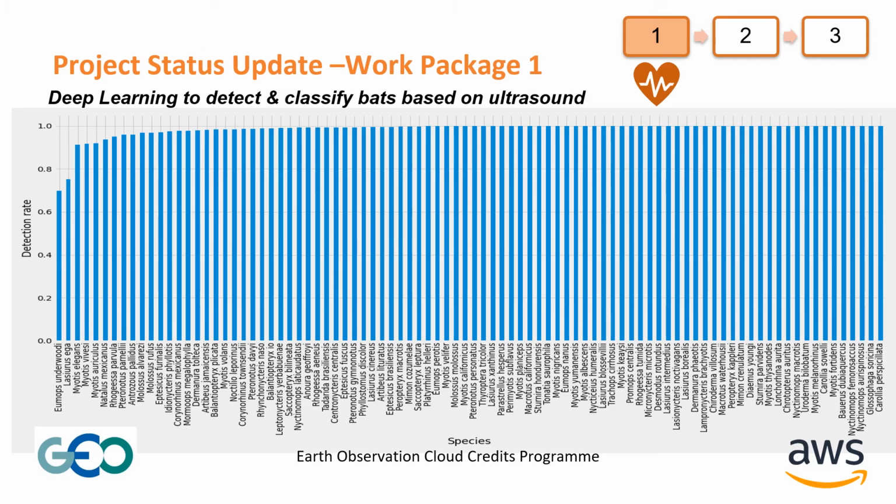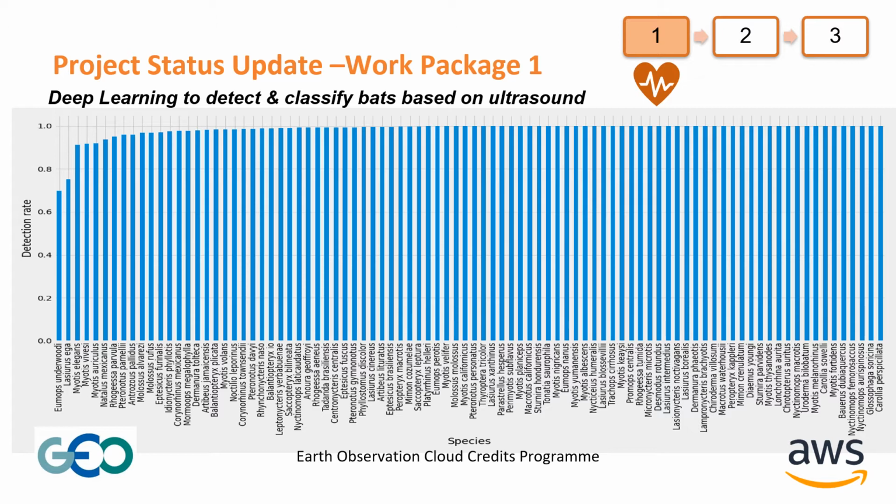In this slide, we can see some of the results for work package 1. Specifically those that focus on the use of deep learning to detect and classify Mexican bats based on ultrasound data. The graphic shows us the detection rate for different species. The first objective of this part of the project was to develop models for detection, segmentation, and classification of bat calls. A secondary objective was to test different architectural traits for regularization of convolutional layers.